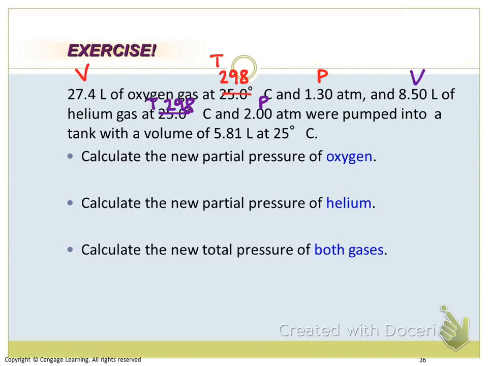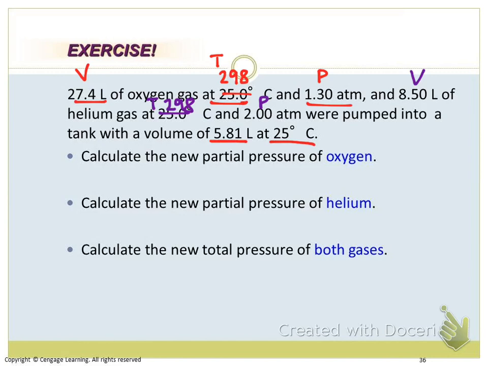We want to find out the partial pressure of oxygen, the partial pressure of helium, and then we'll find our total new pressure. It's very similar to what we just did. As I start looking at oxygen, I have an initial volume, an initial temperature, and an initial pressure. They were pumped into a system that has a final volume at a different temperature. So what equation can I use if I have all three of those components, a before and an after? What should I be using?